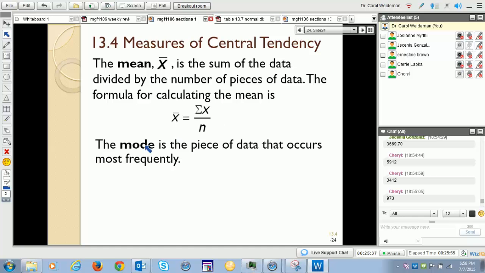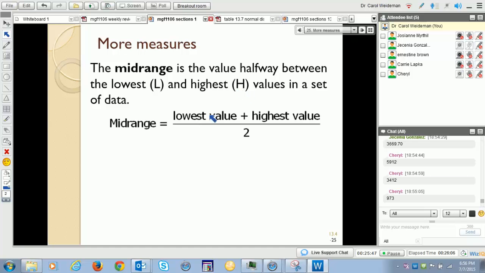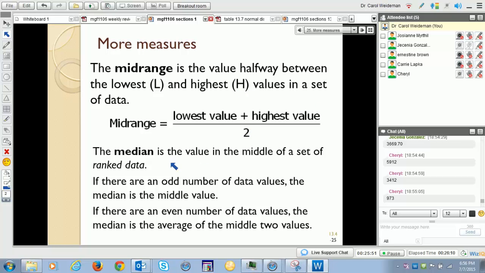The mode we talked about before, the most frequent. And then we also have a mid-range, which is the value halfway between the lowest and the highest. So to calculate that, you add low plus high over 2. And then the median is the middle. If there's an odd number of data values, the median is the middle. If there's an even number of data values, the median is the average of the middle two.